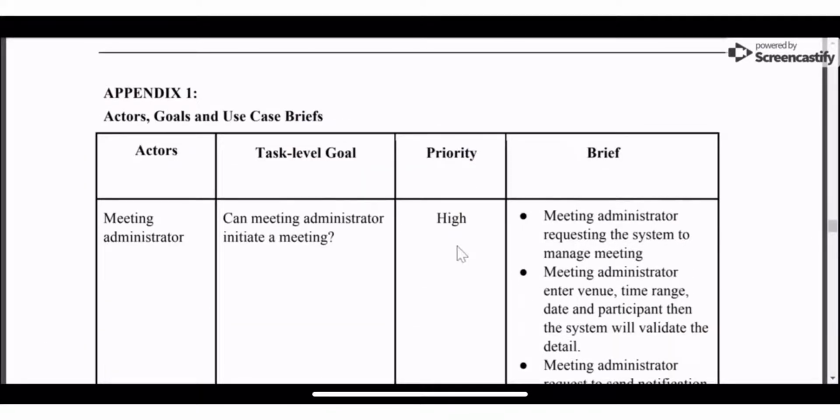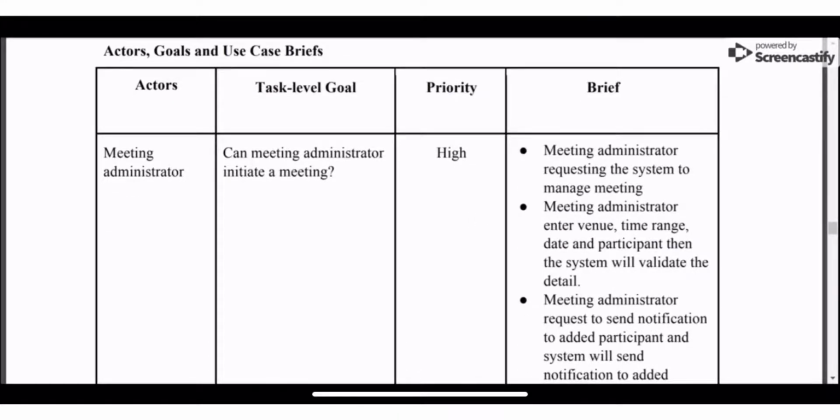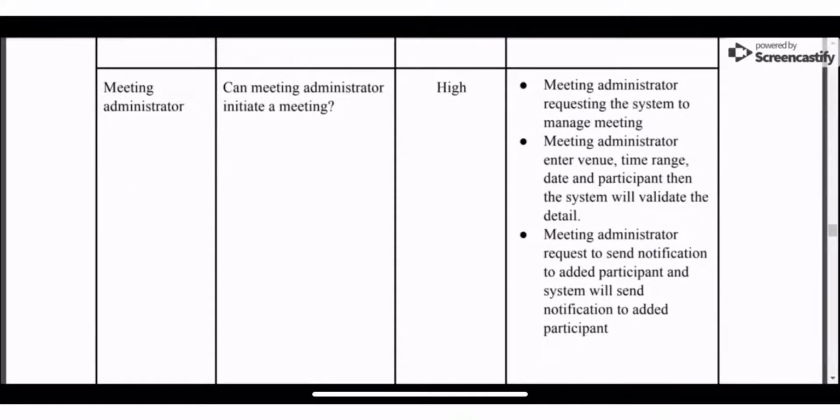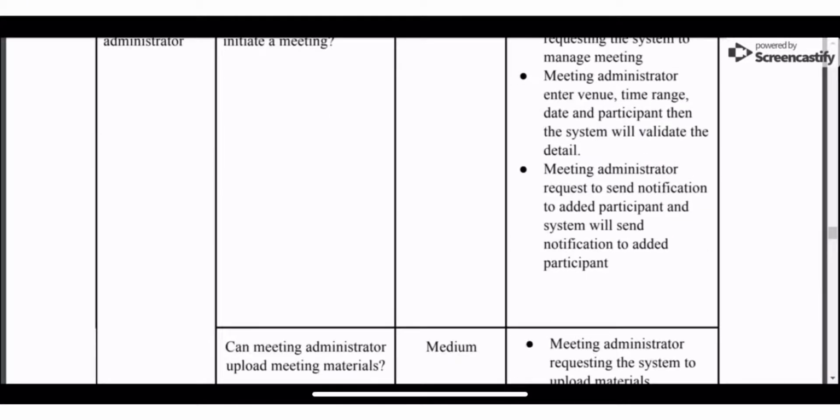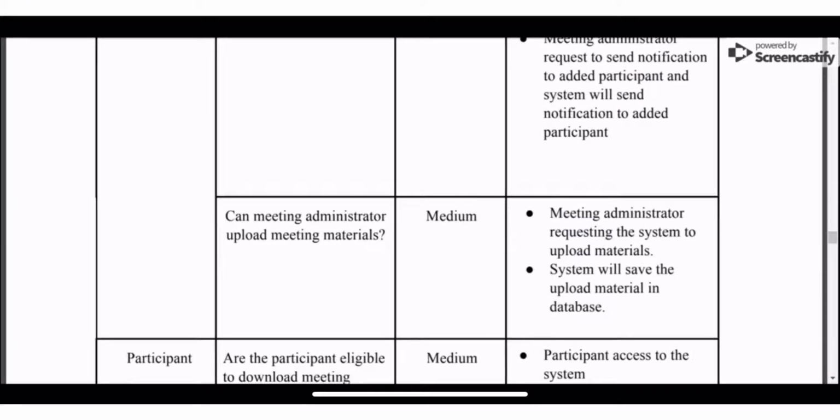Assalamualaikum warahmatullahi wabarakatuh. I will explain about our actors' roles and use case briefs. The first actor is the meeting administrator, and the task level goal is: can the meeting administrator initiate a meeting, and the priority is high. This is the brief for the use case of actor meeting administrator. The second one is: can the meeting administrator upload meeting material, and the priority is medium.